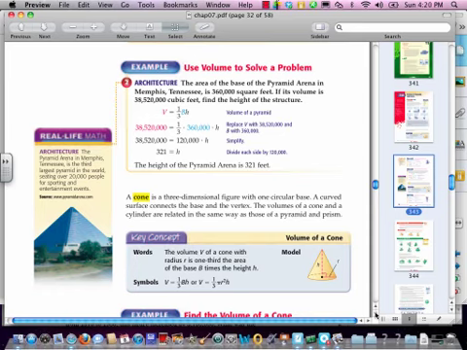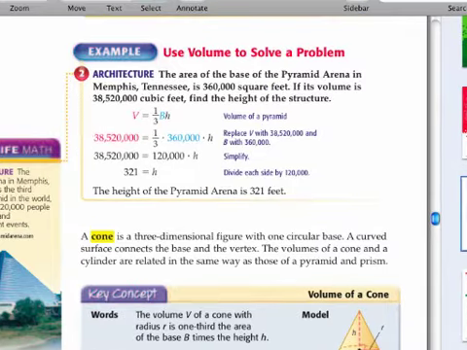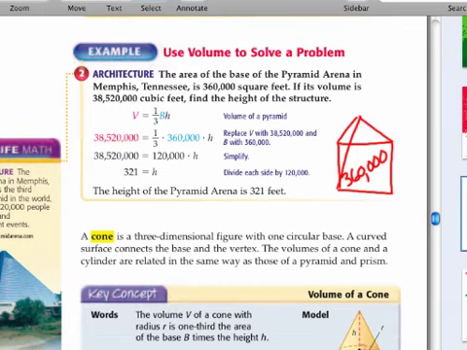Here it says the area of the base of the Pyramid Arena in Memphis, Tennessee is 360,000 square feet. If its volume is 38,520,000 cubic feet, find the height of the structure. So what they're saying is, we know what the base is of this arena. And let's say it's rectangular. I would assume it probably is. And that's 360,000 square feet.